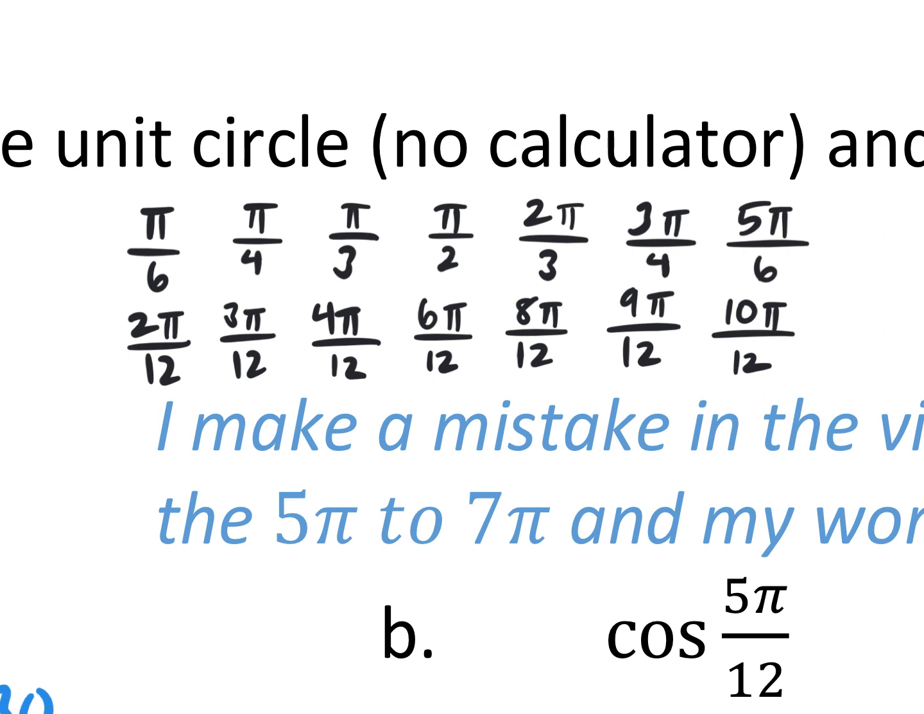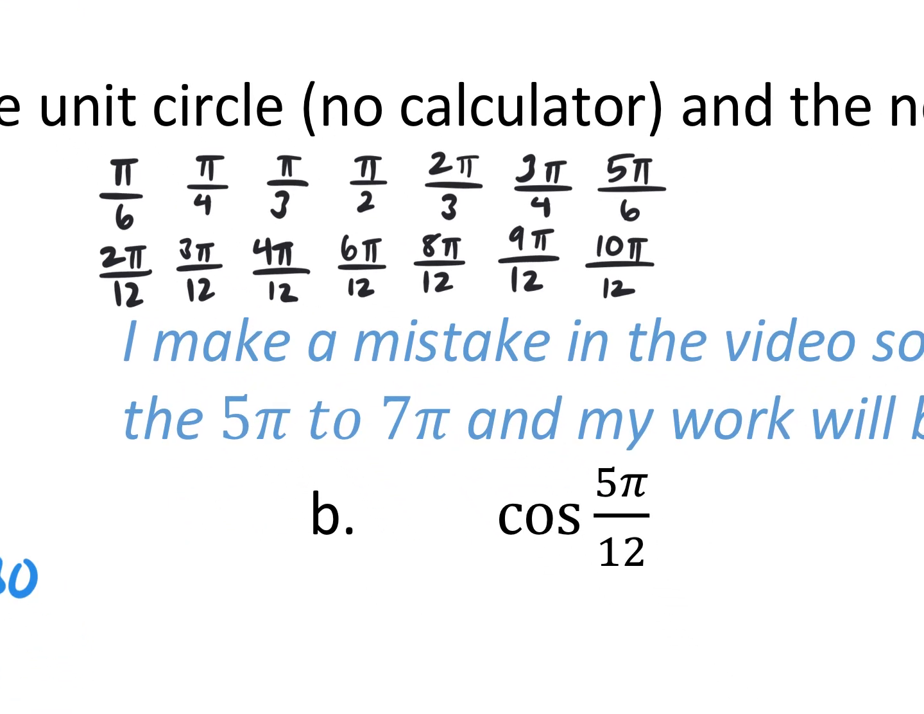The reason I wrote that all out once is because we'll use that again on the next page, so that way we don't have to rewrite it again. So we can copy paste. Nice thing about Notability. Okay, so looking at all of these in terms of 12s, what could I add or subtract to give me 5 pi over 12?